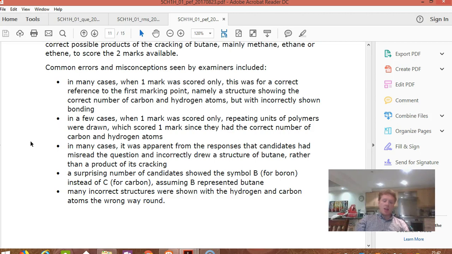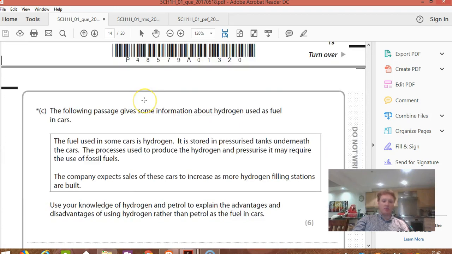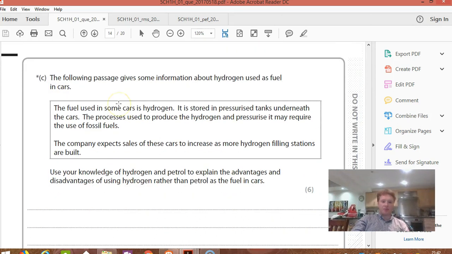Many incorrect answers had hydrogen and carbon the wrong way around. There we go. So yeah, some people were confusing cracking with polymerization there. So all these methods with hydrocarbons, you need to make sure they're clear in your head. 6 mark question. The following passages give some information about hydrogen used as a fuel in cars.